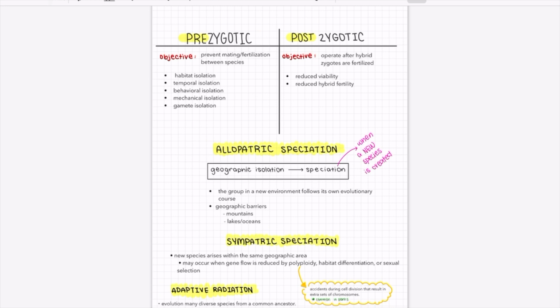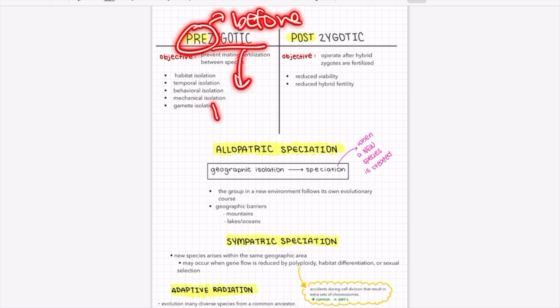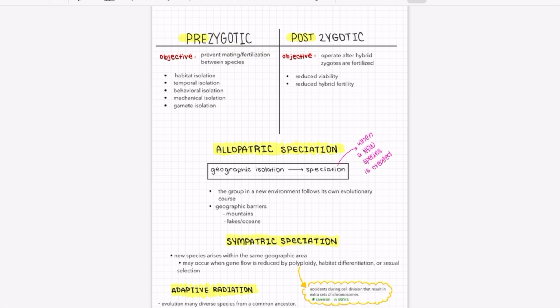Now, let's just break this down again using just word attack skills almost. So pre means before, right? So before zygotic means before the zygote. And then post-zygotic means after the zygote. Very simple. And the pre and post really help with the objective.